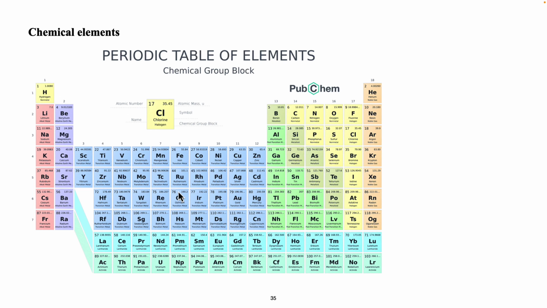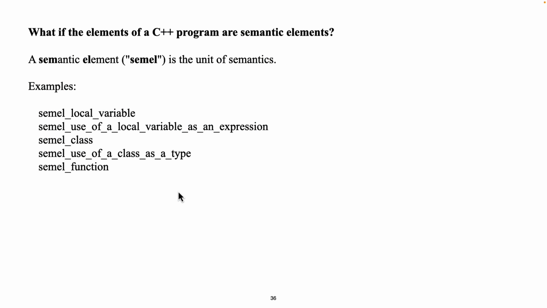You're familiar with the periodic table of elements. I promised you we would come back to the question of what are the elements in a C++ program. If they're not characters and they're not syntax symbols, what are they? The answer is they are semantic elements.